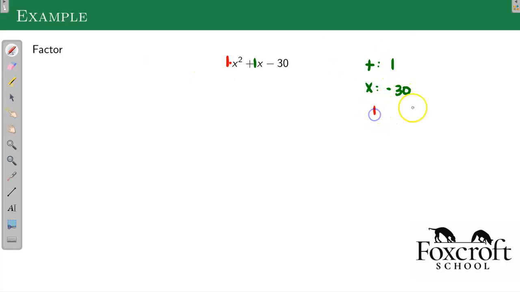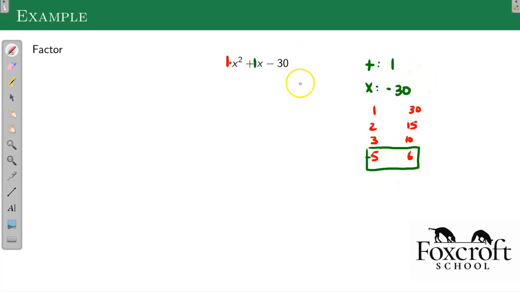Negative 30, I can multiply 1 and 30, 2 and 15, 3 and 10, 4 doesn't work, 5 and 6. 6 would be the next number, but it's in this column, so I'm done. So these are the ways I can multiply to give 30. And I want to add to positive 1, so it's going to be 5 and 6 with a negative 5. Negative 5 and positive 6 multiply to negative 30. Negative 5 and positive 6 add to 1. Again, always double check that.